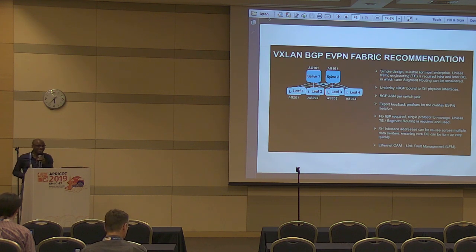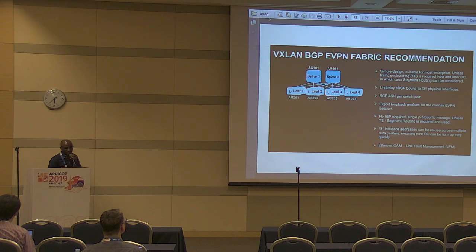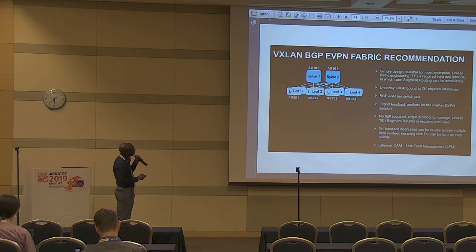It's okay. You export your loopback prefixes, which are used for the EVPN overlay session. Again, as I've mentioned, no IGP, it is all BGP in this case. And I also recommend you have link fault management between the leaves and the spine.